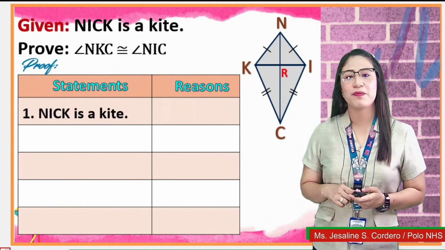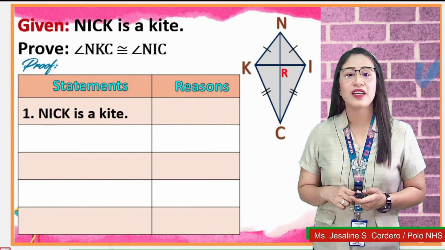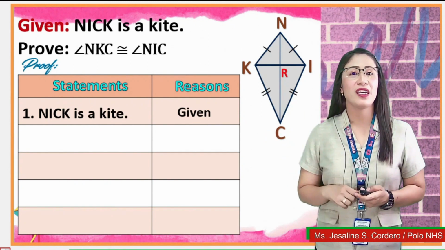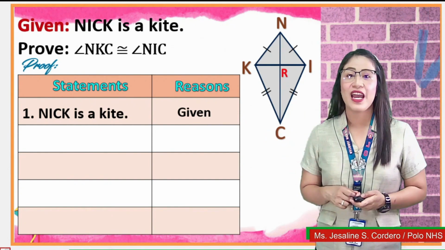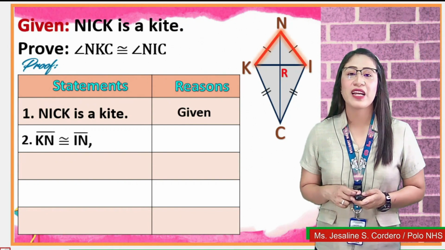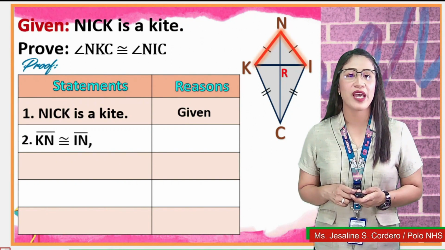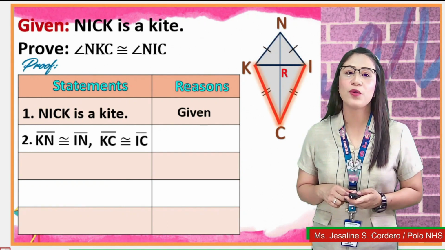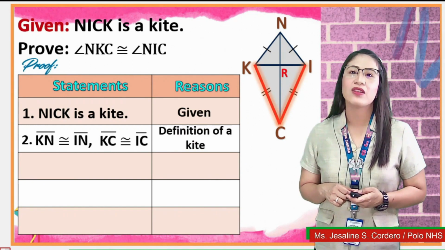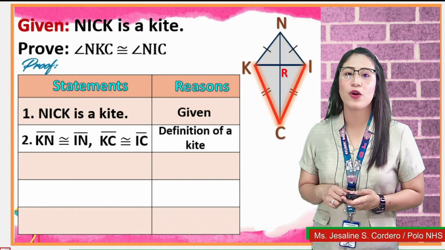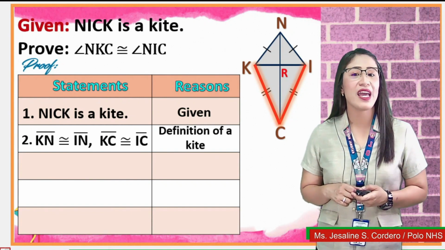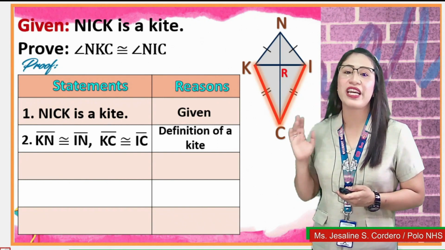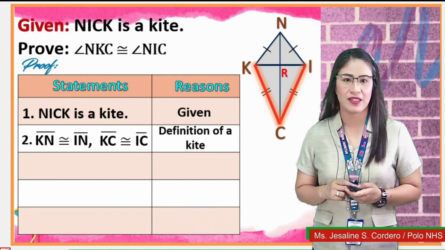Our first statement is NICK is a kite. The reason for this statement is it is a given. Statement number 2. Segment KN is congruent to segment IN, and segment KC is congruent to segment IC. The reason is definition of a kite. Since NICK is a kite, they are the pairs of adjacent and congruent sides.